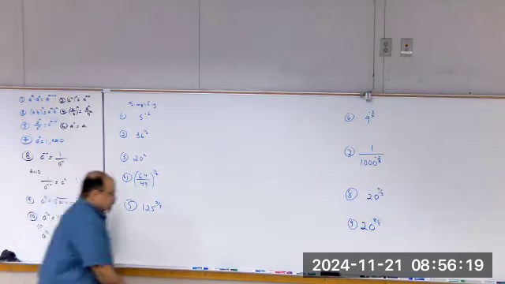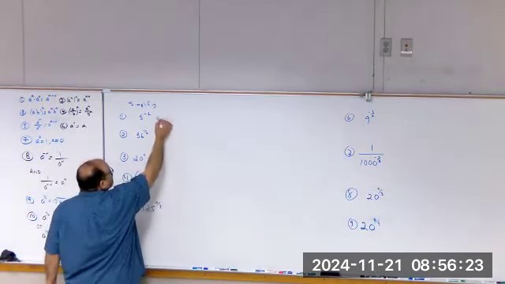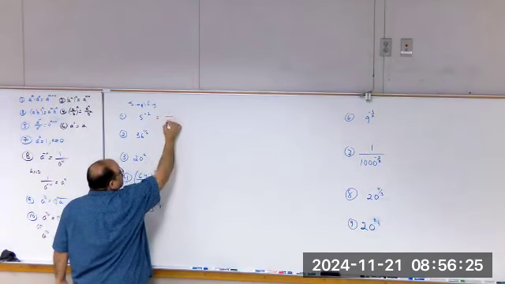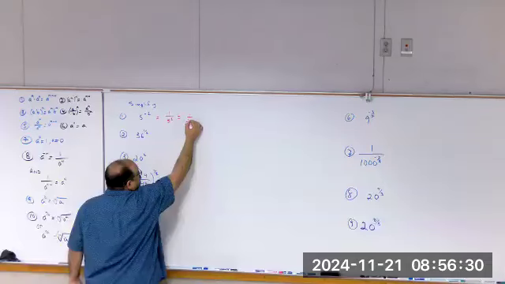So the first thing you do with 5 to the negative 2 is take the reciprocal. 1 over 5 to the positive 2, and 5 squared is 25.